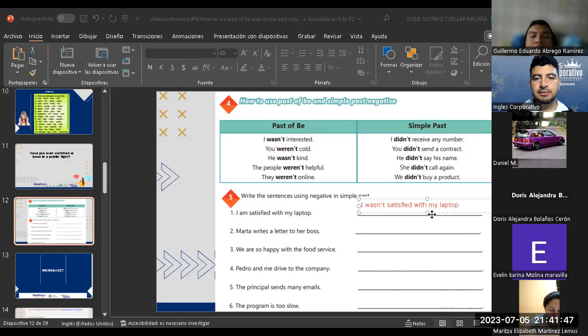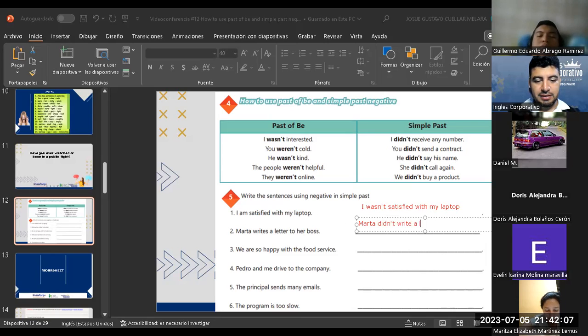Okay, Marta didn't. Write a letter to her boss. Tienes el micrófono, John. Ten cuidado, please. Okay, Marta didn't. Yes, right. Yeah, base form. A letter to her boss. If you notice how difficult is third person in present, right? ¿Verdad? Las terceras personas, that's kind of complicated. But here is like easy.